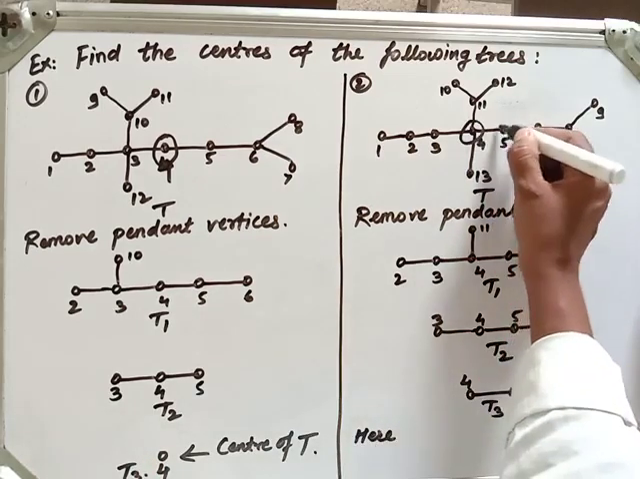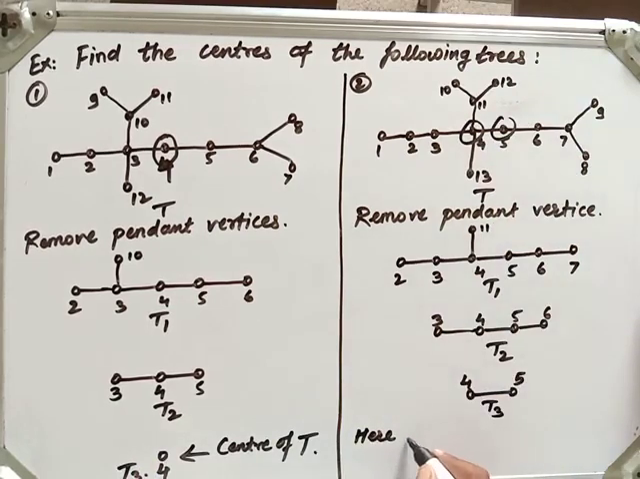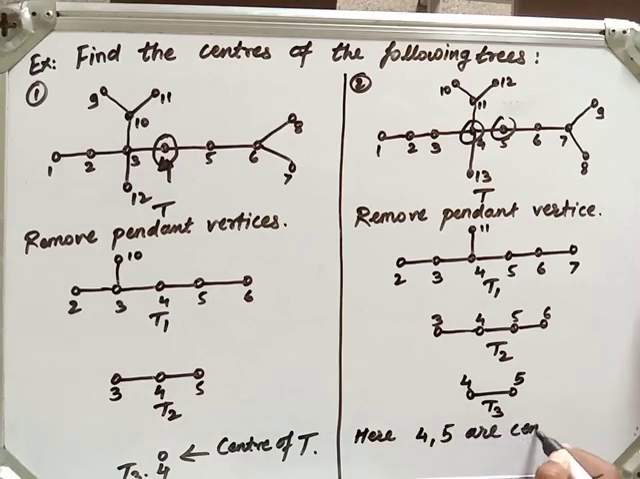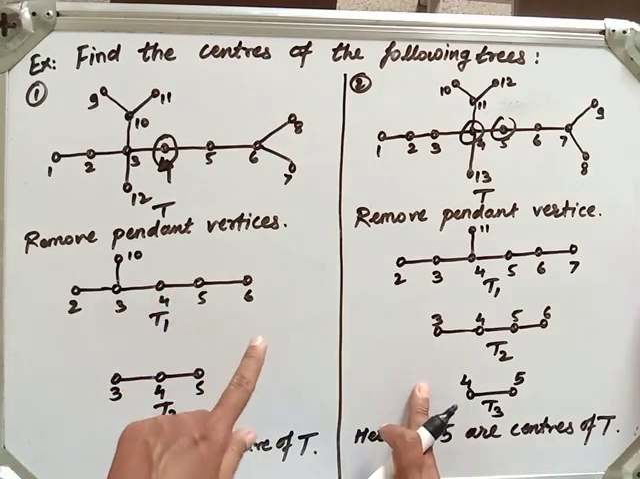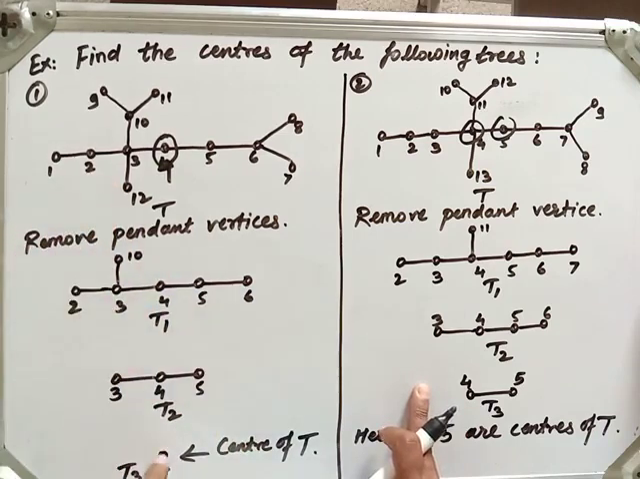So here 4 and 5 are the centers of T. In this way, a tree has either one center or two centers. So this is a verification of our theorem also with the help of an example.